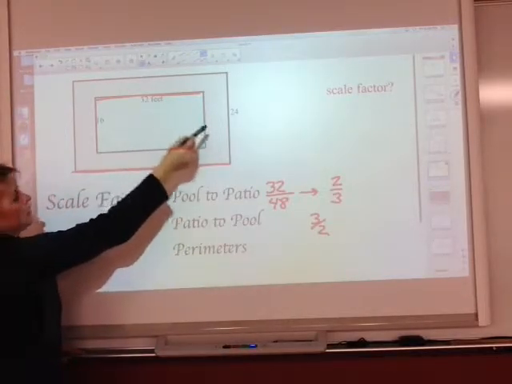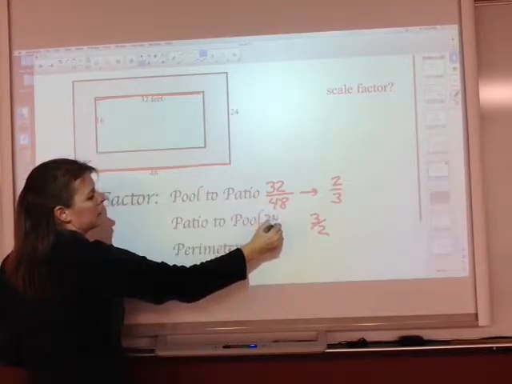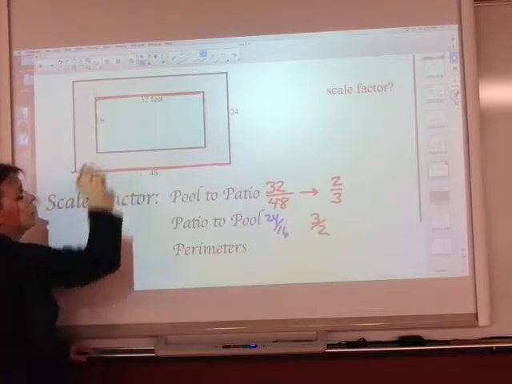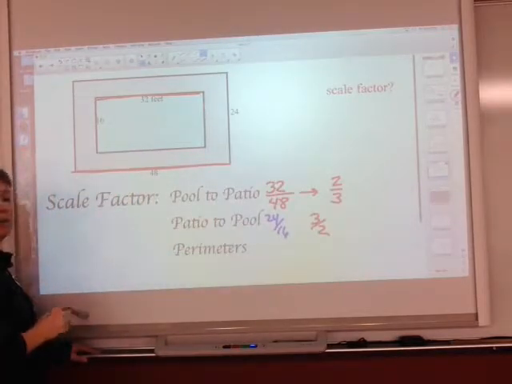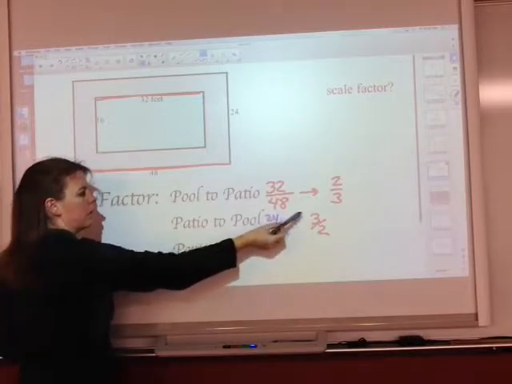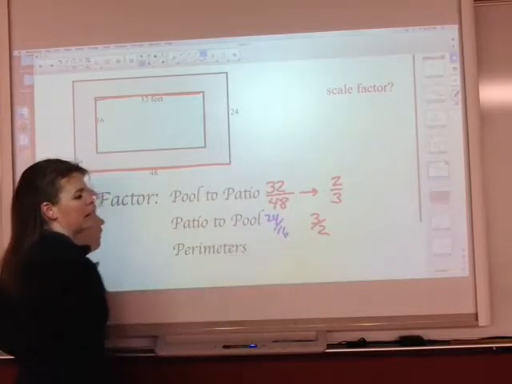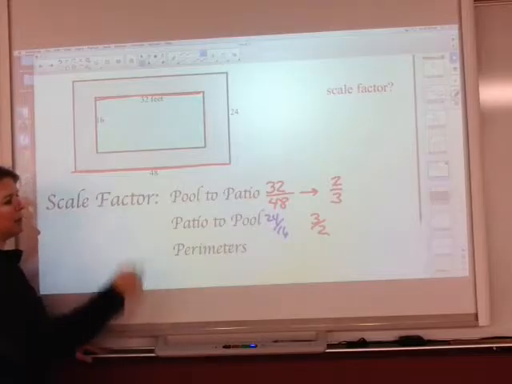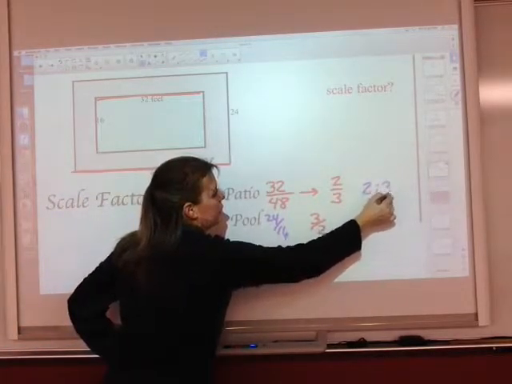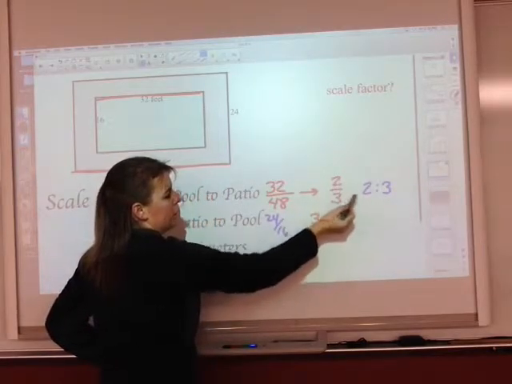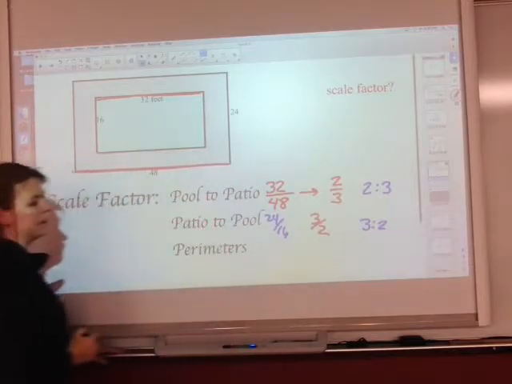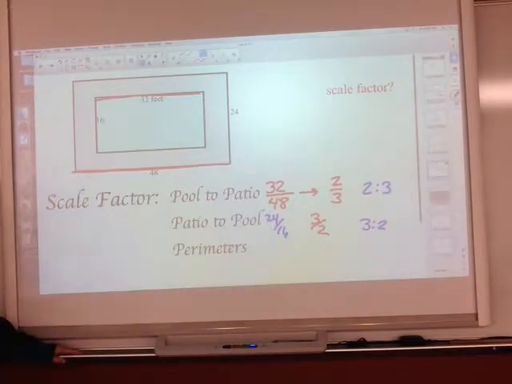And you could check your answer using 16 and 24. If you want to use 16 and 24 and use the widths of the patio and the pool, patio is 24, pool is 16. You've got 24 over 16. Both of those are divisible by 8. 24 divided by 8 is 3. 16 divided by 8 is 2. Format on the scale factor doesn't matter to me. You can write it as a fraction ratio or as a colon ratio. Either one of those are both fine, as long as they're reduced.